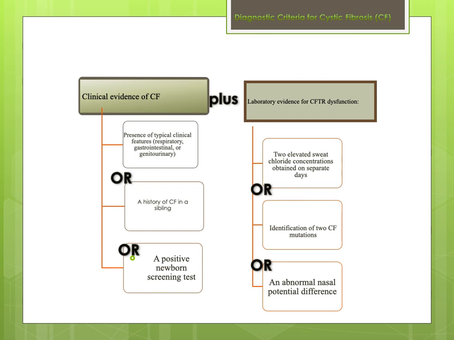Diagnostic criteria for cystic fibrosis include the presence of typical clinical features, respiratory, GIT, or genitourinary, or a history of cystic fibrosis in a sibling, or a positive newborn screening test. One of these should be present with lab evidence of cystic fibrosis transmembrane regulator dysfunction, which occurs in the presence of either an elevated sweat chloride concentration obtained on separate days, or if we identify at least two cystic fibrosis mutations, or in the presence of an abnormal nasal potential difference measurement.